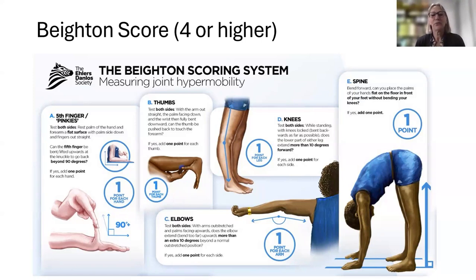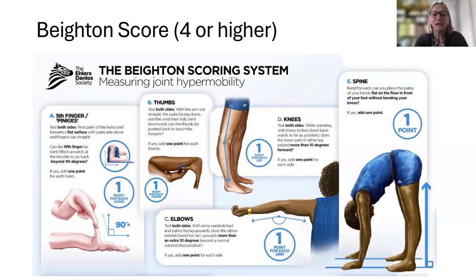The elbows, so with the arms twisted with the palms facing up, is the bend more than 180 degrees, or is there a 10 degree hyperextension there? Knees, the same thing, 1 point for each leg. When someone's standing, does their leg bow out more than 180 degrees? And the last scoring point is for the spine. So with somebody bent over and their legs straight, can they put their palms flat on the floor? And that gives you a score of 9. And if you get 4 or more, then you test positive on the Beighton Score.